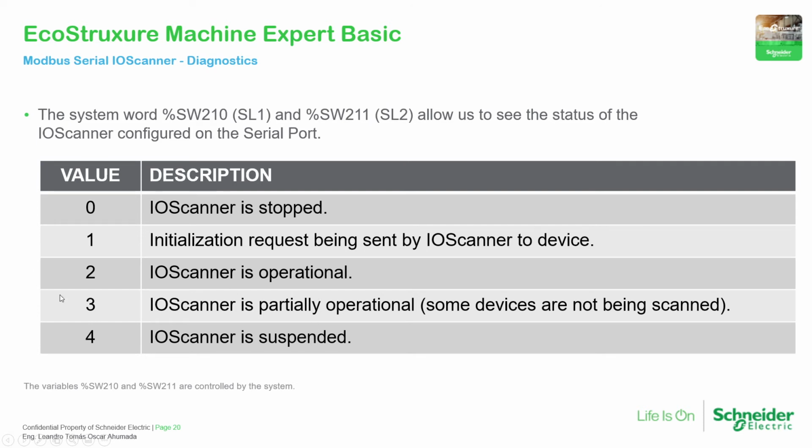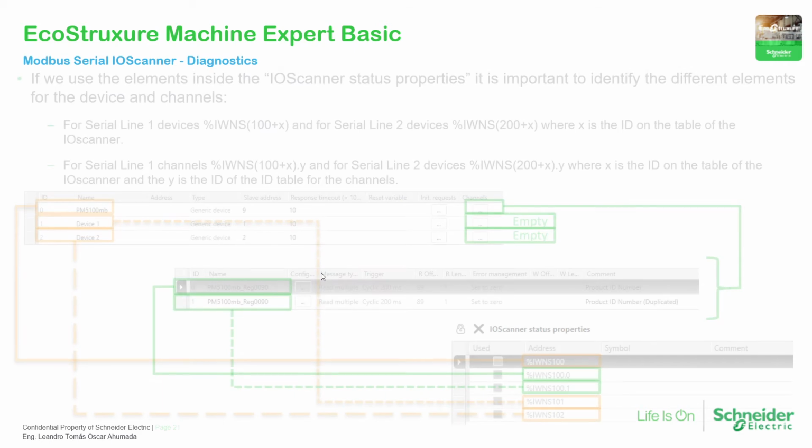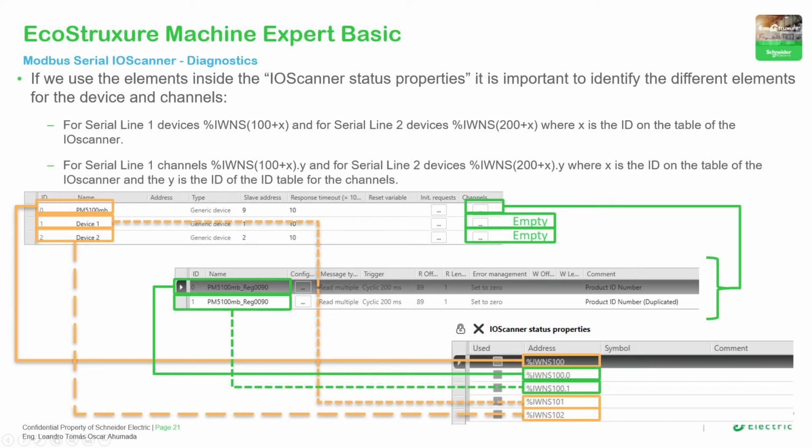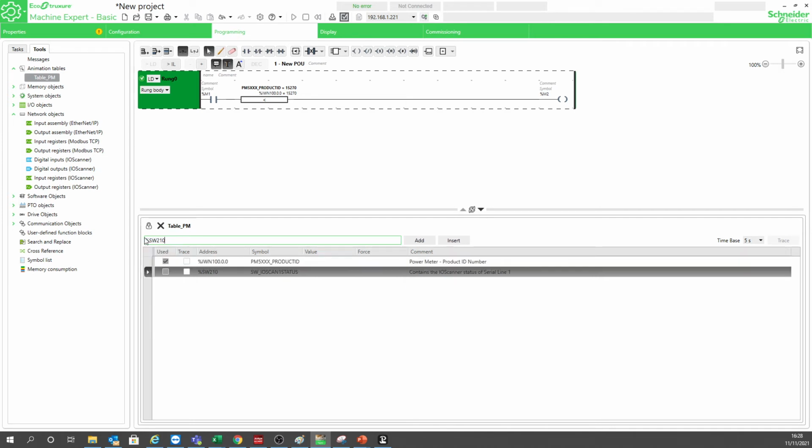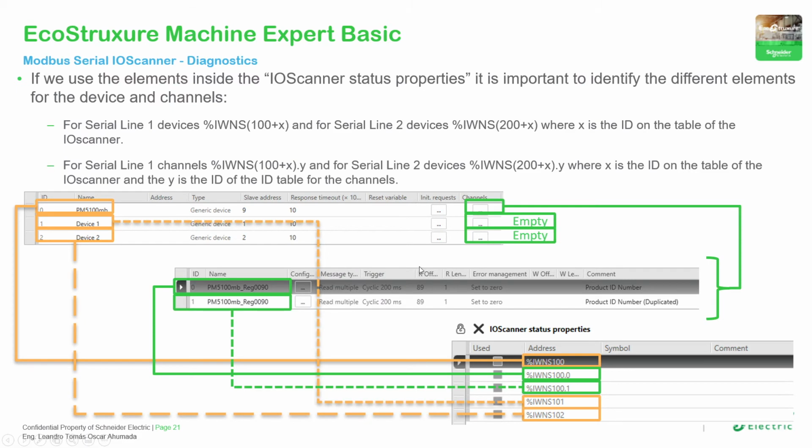So we're going to add this SW210, in our case, because we're using serial line 1, in our animation table. Let's do that first, so I don't forget. So here, SW210. Here we can see later the status of the serial line. Let's continue with the presentation now.